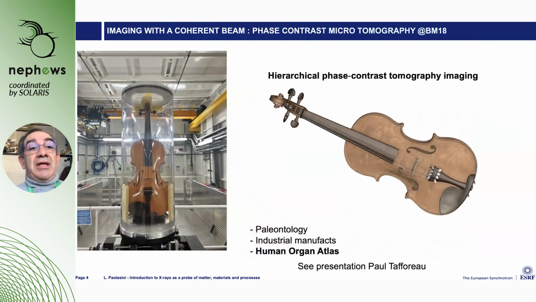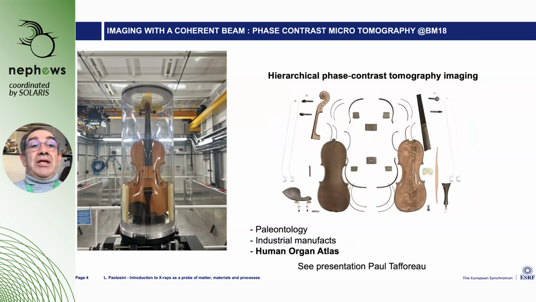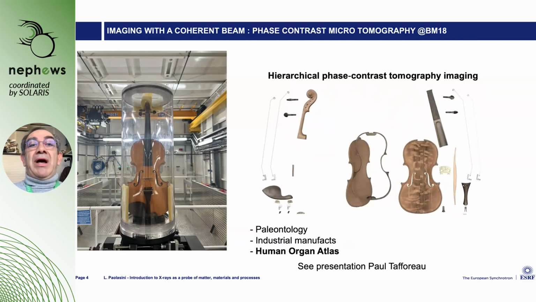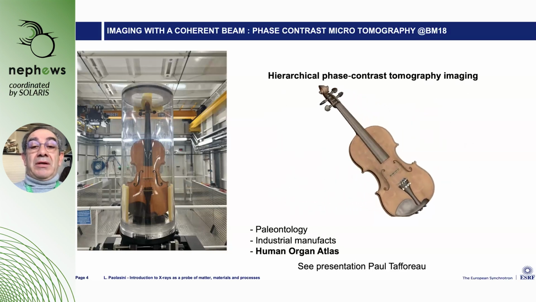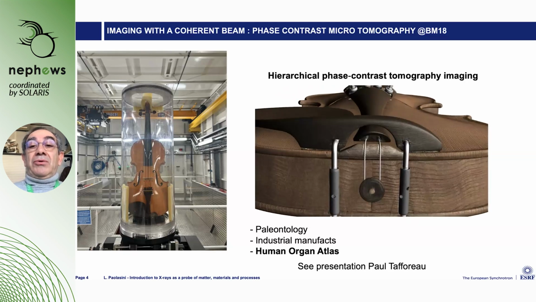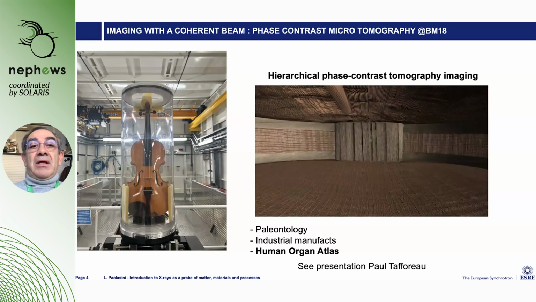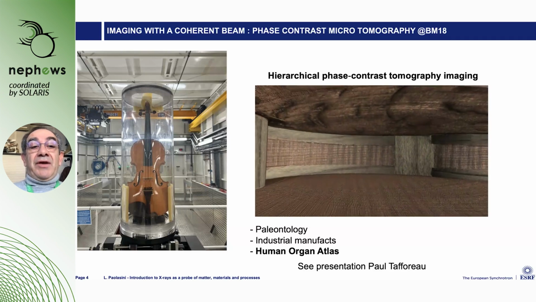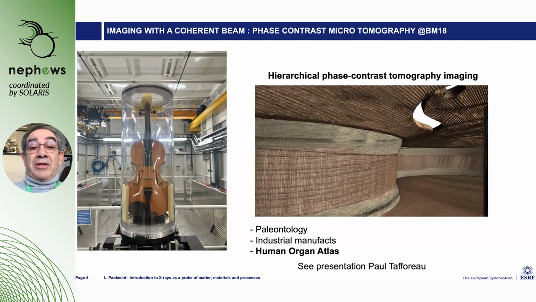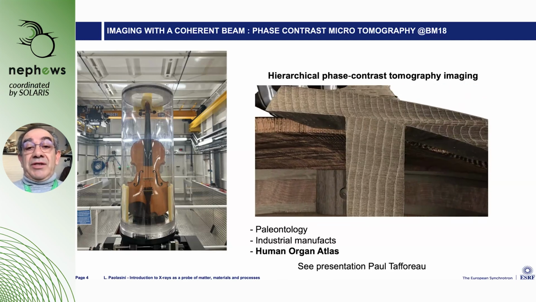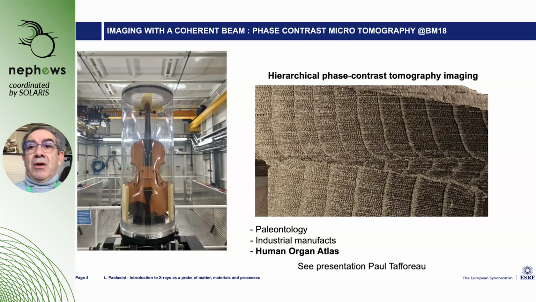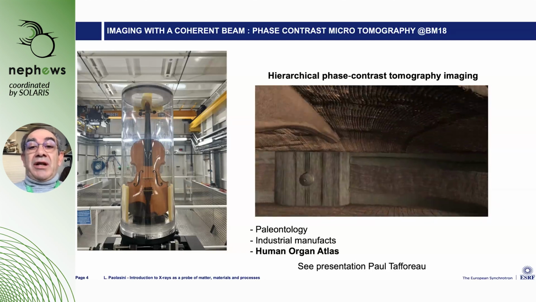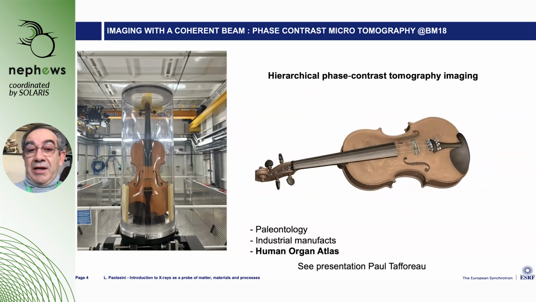Today, thanks to the X-ray and the coherence of the X-ray, it's possible to produce very detailed images by what we call phase contrast microtomography. Here is an example of the reconstruction of a violin. This technique, using the coherence of the synchrotron radiation, is able to inspect in very deep detail, down to the micrometer scale, very large objects. This technique, for instance, is used in paleontology, to investigate industrial manufacture and human organs. The presentation of Paul Tafforeau, the person responsible for beamline BM18, will shed light on the secrets of this technique.